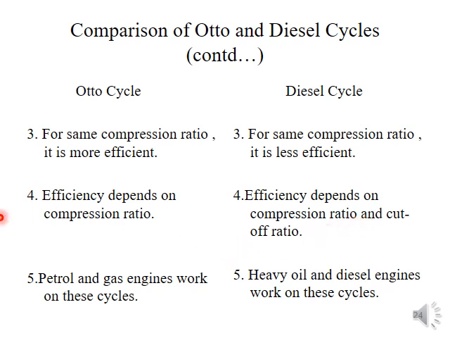And one more point here: as the compression ratio increases, the efficiency increases. Here also, with an increase of the compression ratio, the diesel efficiency increases, and if the cutoff ratio value is increasing, the efficiency of the diesel cycle decreases. And the Otto cycle works for petrol and gas engines, whereas the diesel cycle works for heavy oil, and diesel engines work on this cycle. So these are the differences between the Otto cycle and the diesel cycle.